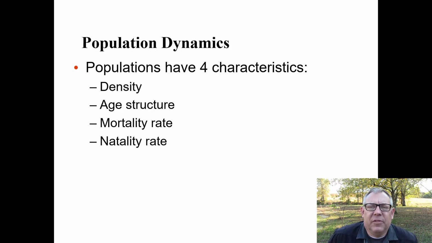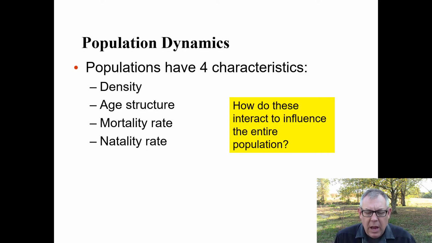And so there are lots of different ways and different books and different people talk about different things, but we can basically break down populations or talk about population dynamics based on four main characteristics: density, age structure, mortality rate, and natality rate. This is a little bit different than what your book says, but if you read your book, you'll see how these things fit into this structure. We could also maybe add a fifth here. We could say that populations have a genetic structure, but we're not going to get into that today. And so by studying these four characteristics, we can learn about the biology and the ecology of the population. And so we're interested in how all these things interact to influence the entire population, and what are the consequences of that?